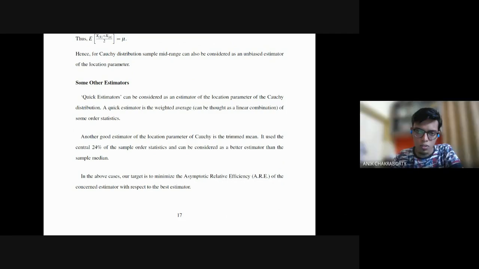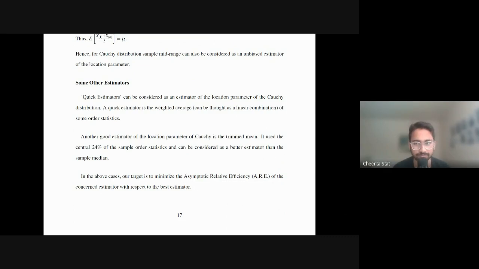So in our case, the target is to minimize the asymptotic relative efficiency of the constant estimator. So you have a lot of estimators now. You are trying to find the asymptotic distribution and the variance of each, because all are unbiased, and finding which one of them has minimum efficiency. Yeah, please go ahead.